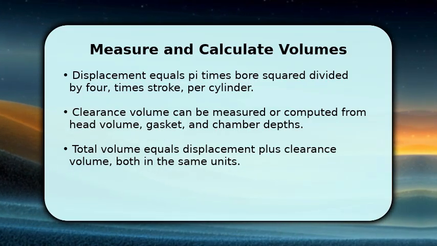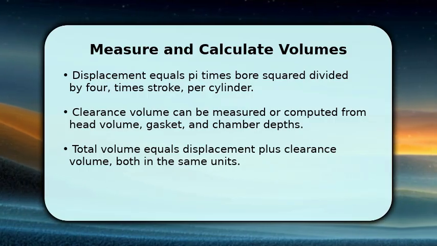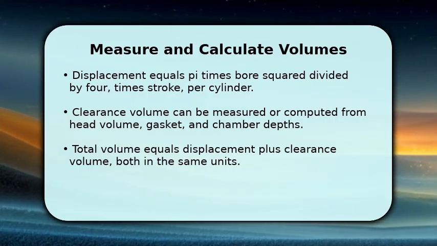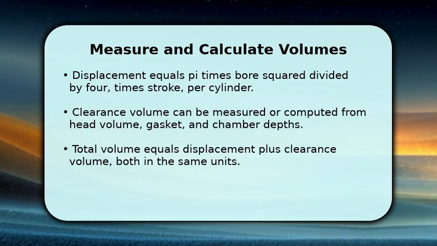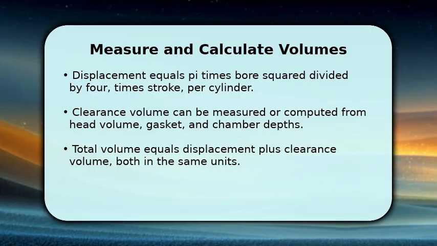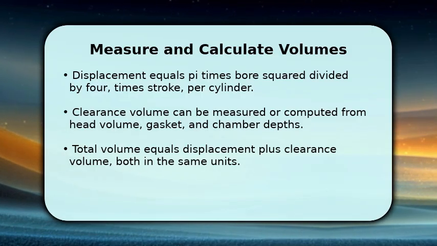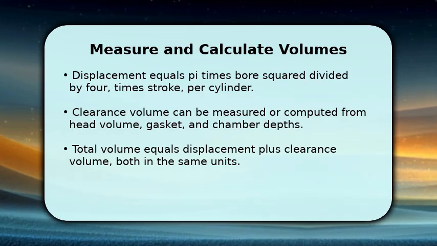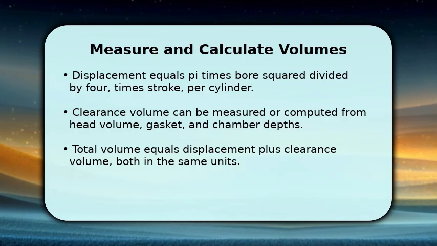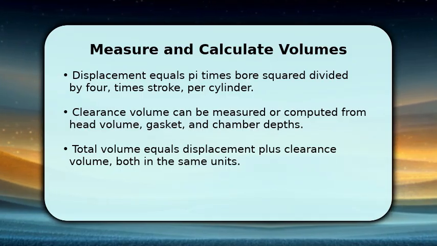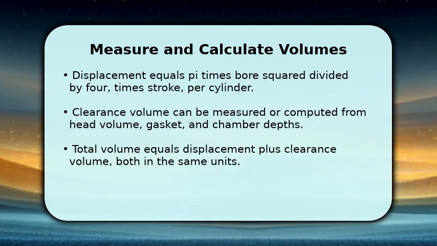Compute single cylinder displacement, pi times bore squared divided by 4, then multiply by stroke. Use 3.1416 for pi to keep reasonable accuracy. Determine clearance volume by measuring combustion chamber, head gasket thickness, and chamber depth. Add displacement and clearance volume to get total cylinder volume.